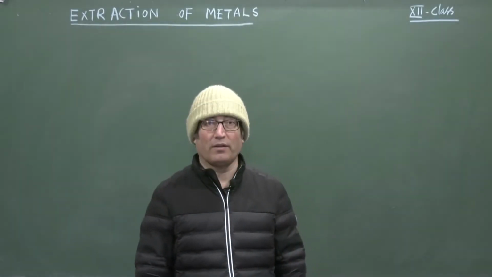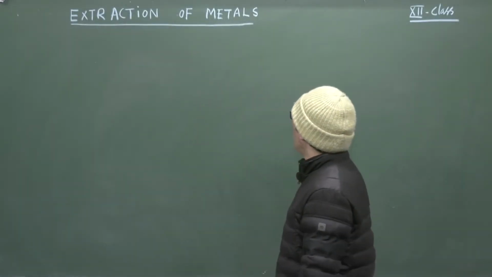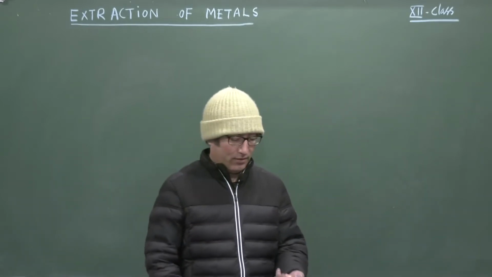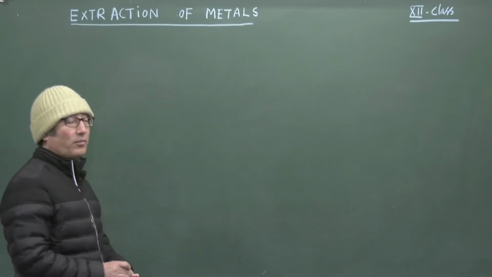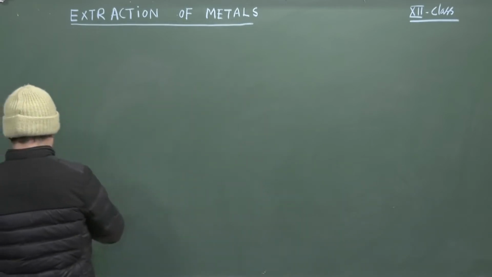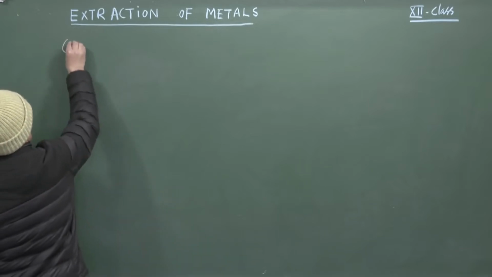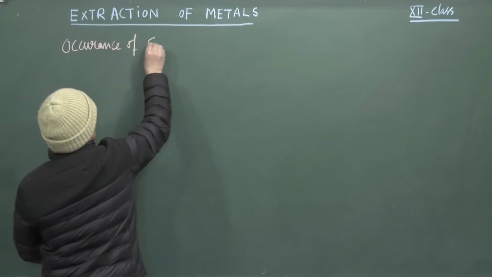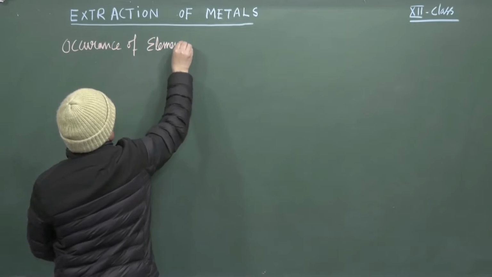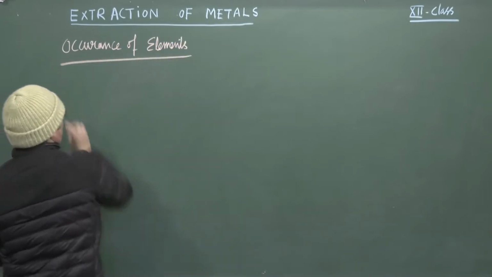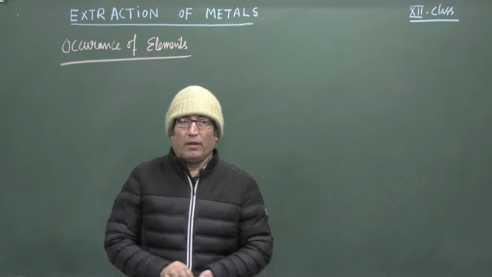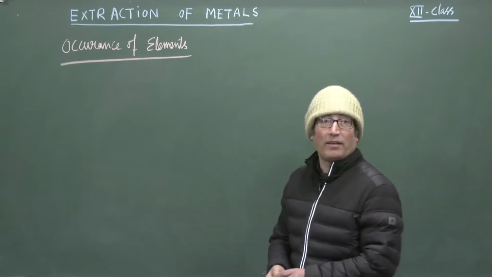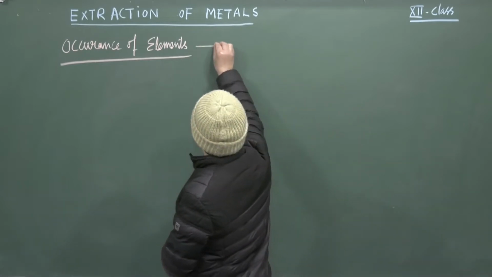Dear students, we are starting a chapter from your 11th class chemistry, the extraction of metals. Now, introduction to the chapter, extraction of metals, starts from the occurrence of elements. How do elements occur in nature? The most important source of elements in which elements exist or occur, that is the Earth's crust.